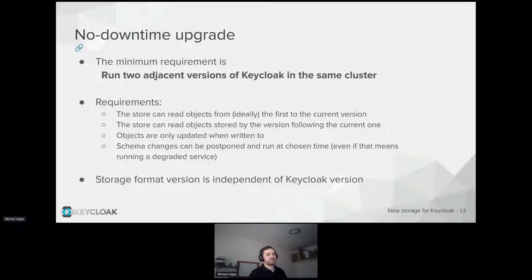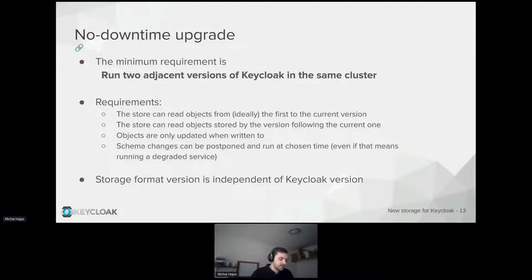And it needs to work also the other way around, that Keycloak version 4 needs to be able to read all the data created by Keycloak version 5. And given the first requirement, we can be sure that there are only two adjacent Keycloak versions running. So this requirement holds only for two adjacent Keycloak versions. So Keycloak version 4 doesn't need to be able to read objects created by Keycloak version 6, for example.